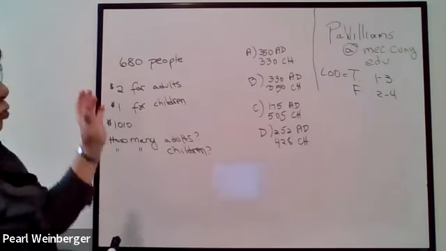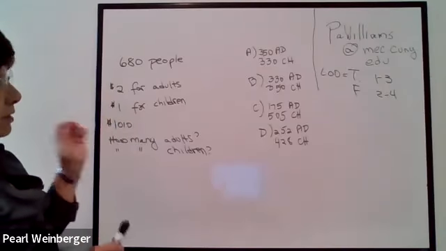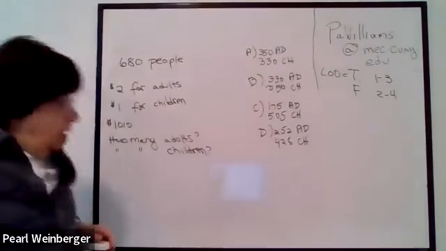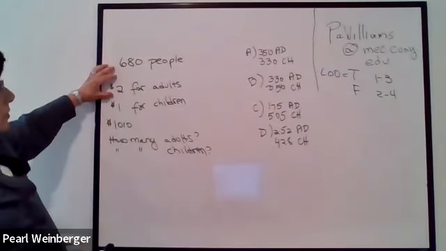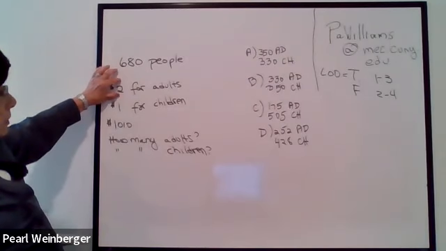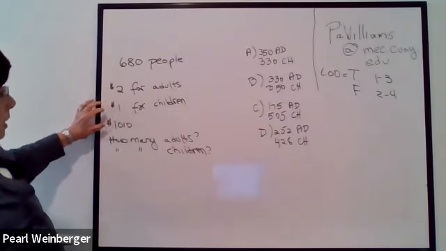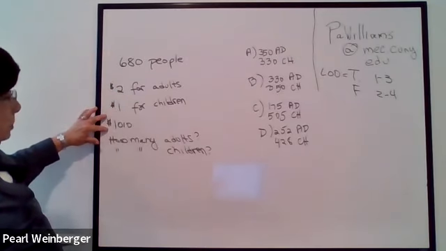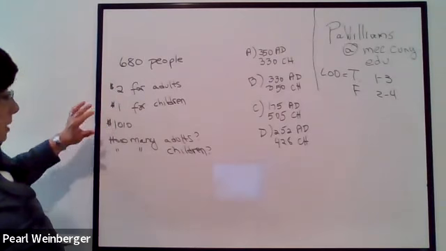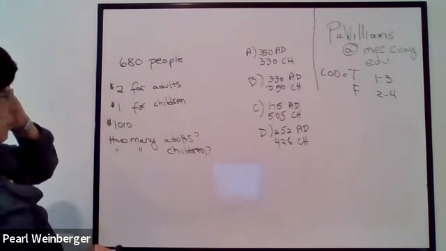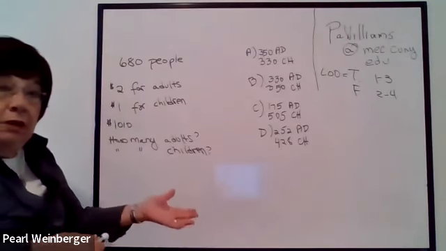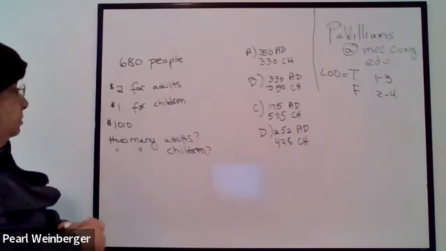Okay, so we have a total of 680 people going to a play. And there's obviously a charge for the play. It's $2 for the adults and $1 for the children. And the total amount of money that they collected for this play is $1,010. They asked how many of the 680 people, there are two types, adults and children, how many were children and how many were adults?